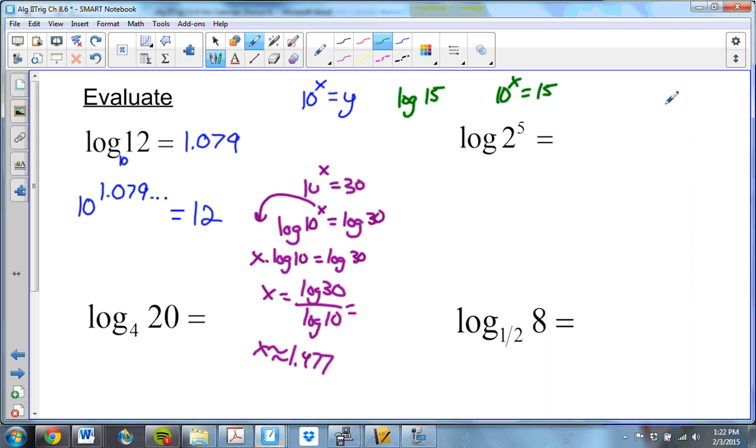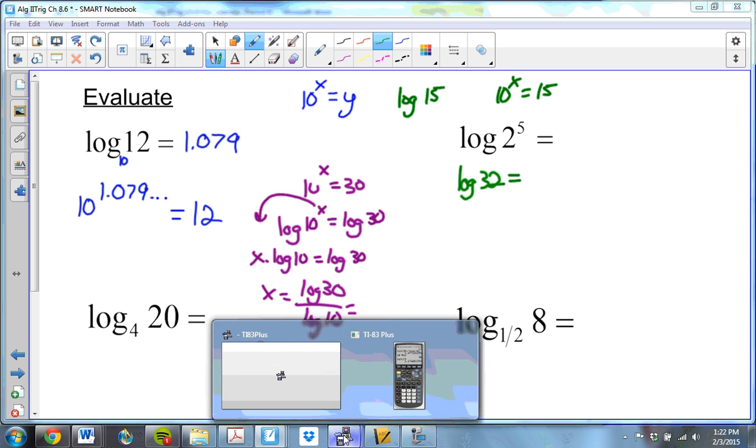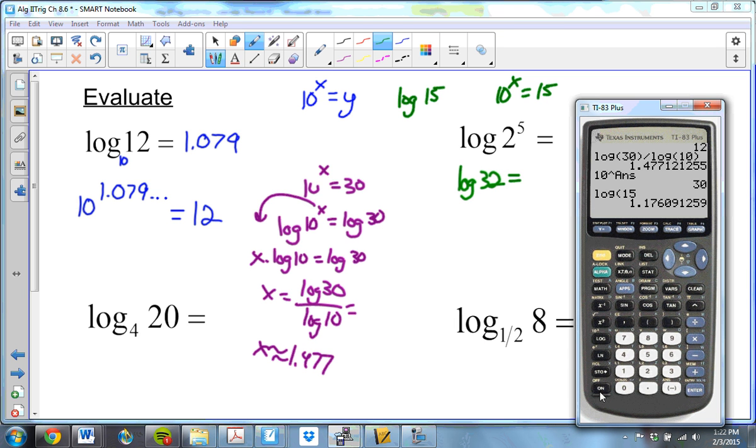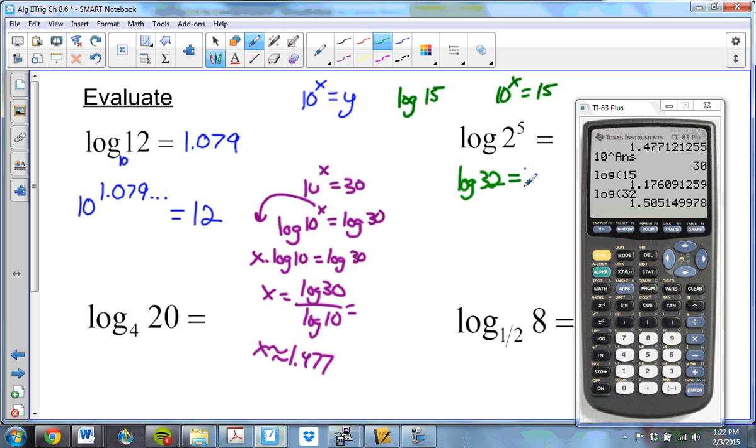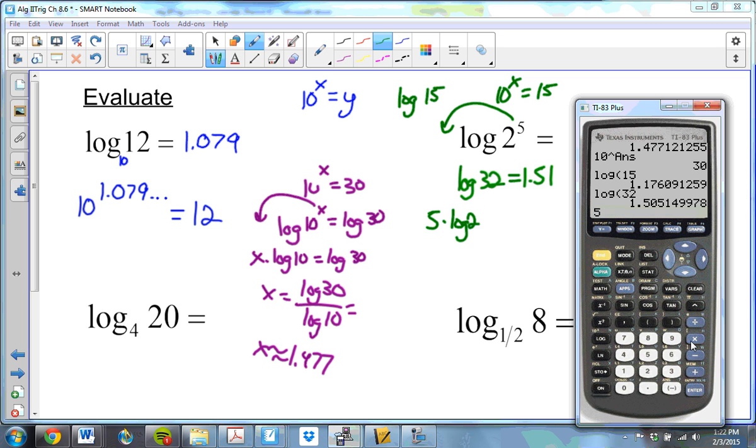I now have log of 2 to the 5th. Well, 2 to the 5th is really 32, and the log of 32 is 1.505. I could have pulled this 5 out in front and then 5 times the log of 2, and you'll see it's actually the same thing.